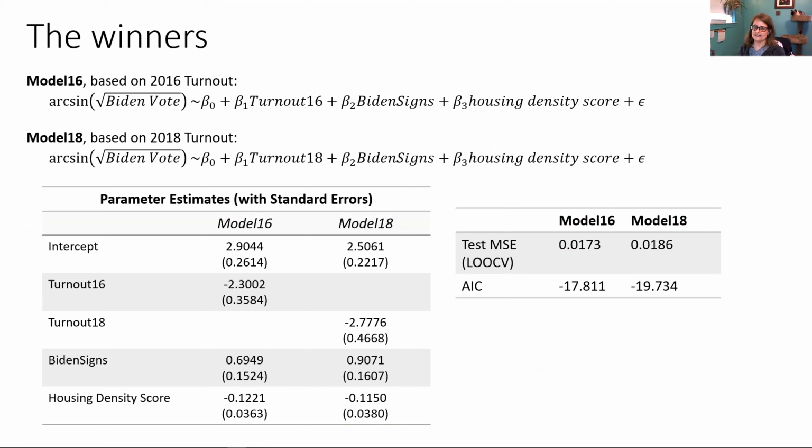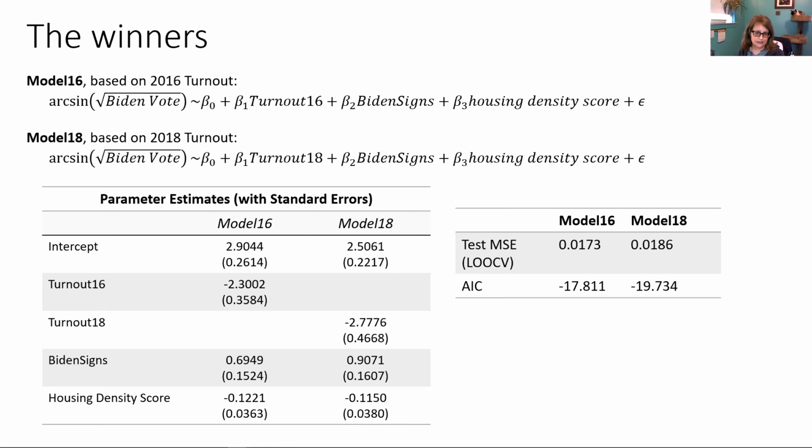Here are the winners. Model 16 is what I call the 2016 turnout model. I give the population model that I'm actually estimating up here, so you can see it. And then model 18 was based on the 2018 turnout. Again, the only difference between these is that it's 2016 versus 18. The parameter estimates that I got from my sample are given below with standard errors.